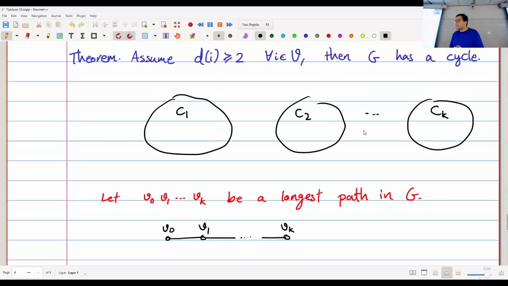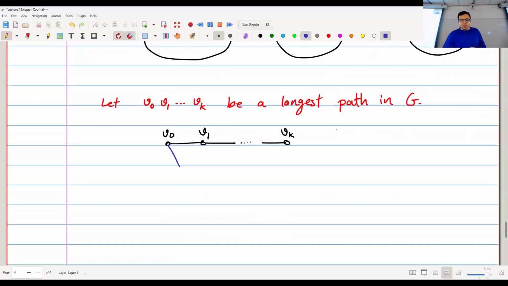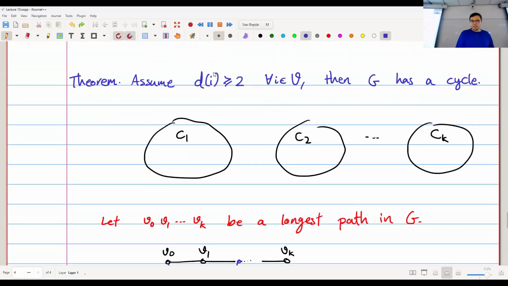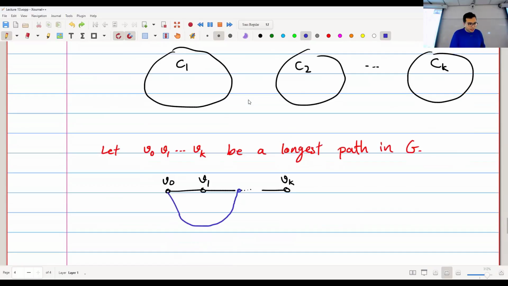Now, I have this assumption that the degree of every vertex is at least 2. So that applies to V0 as well. So vertex 0 has to have an edge going out of it other than the edge to V1, right? So I have an edge going out. This edge cannot be to a vertex that is outside of this path, because that gives me a longer path. So this edge goes to somewhere inside this path, but that gives me a cycle. This is the cycle, right? So if every vertex has degree at least 2, I definitely have a cycle.